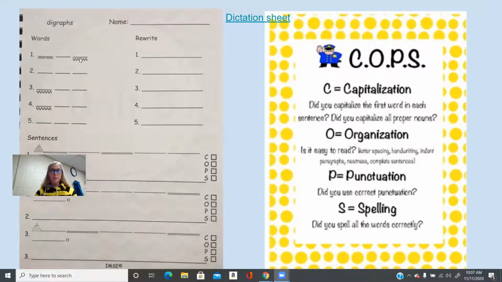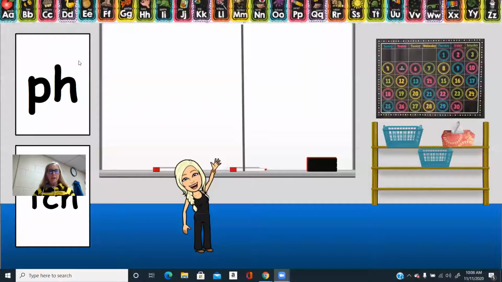letters, because we have 2 letters here, because that's a digraph on the squiggly line. What 2 letters, what digraph says? All right, go ahead, stop the video. On line number 1, I want you to write the word graph.